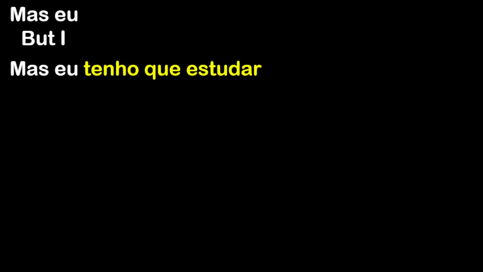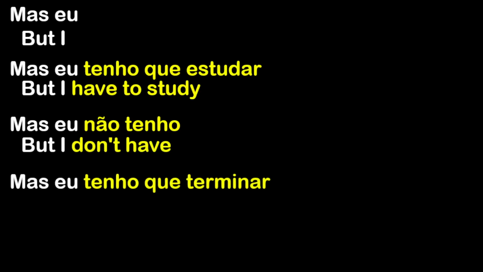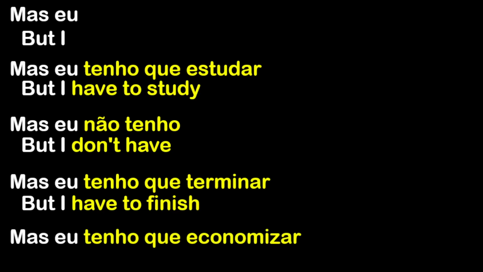Muito bem, vamos recapitular. Como se diz, mas eu. Exatamente. But I. Como se diz, mas eu tenho que estudar. But I have to study. Mas eu não tenho. But I don't have. Mas eu tenho que terminar. But I have to finish. Mas eu tenho que economizar. But I have to save.